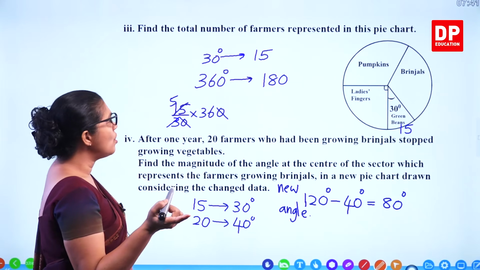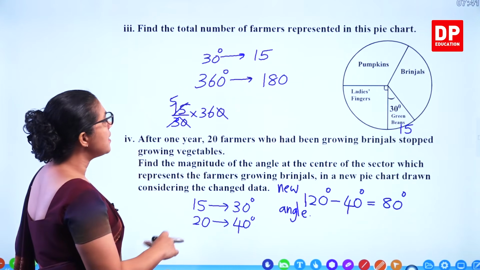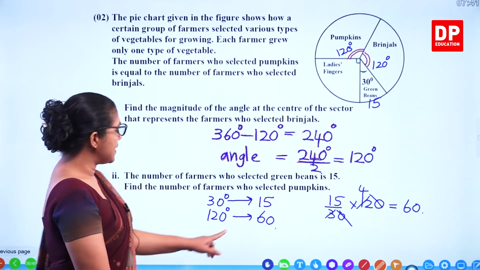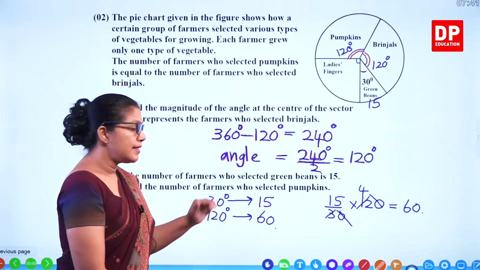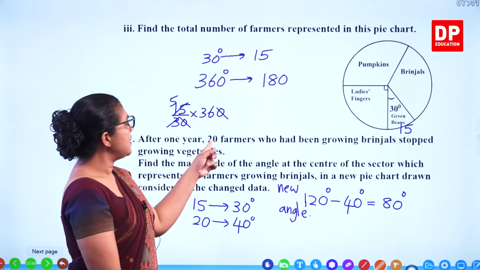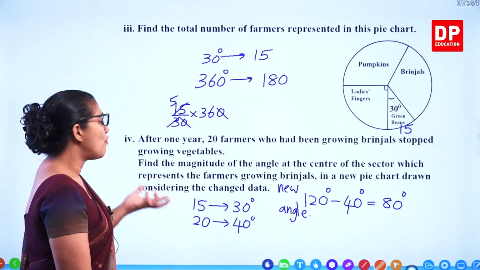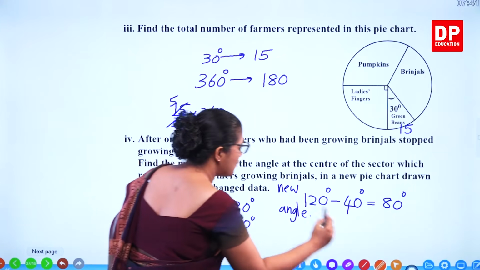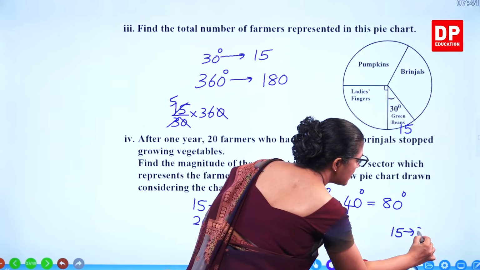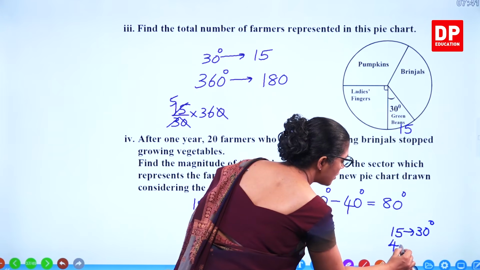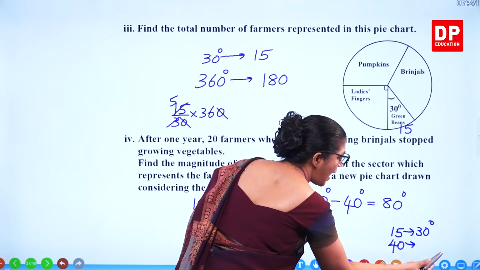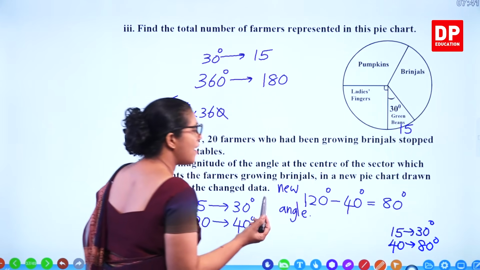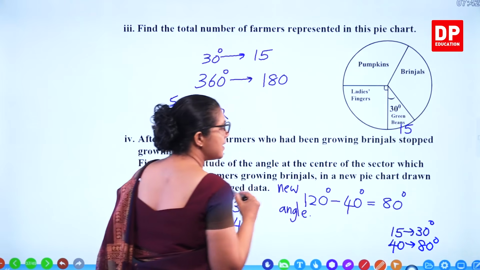Or what you can do, you can find out the total farmers. That means before, we found out how many farmers? 60. So 60, and then 20 moved means 60 minus 20, 40. Now for 40 you can find out the angle. How do you do that? Again 15 means 30. What about 40? 40 means what's the angle? Double it. 80 degrees. So either this way or this way you can find out the angle. Final answer is 80 degrees.